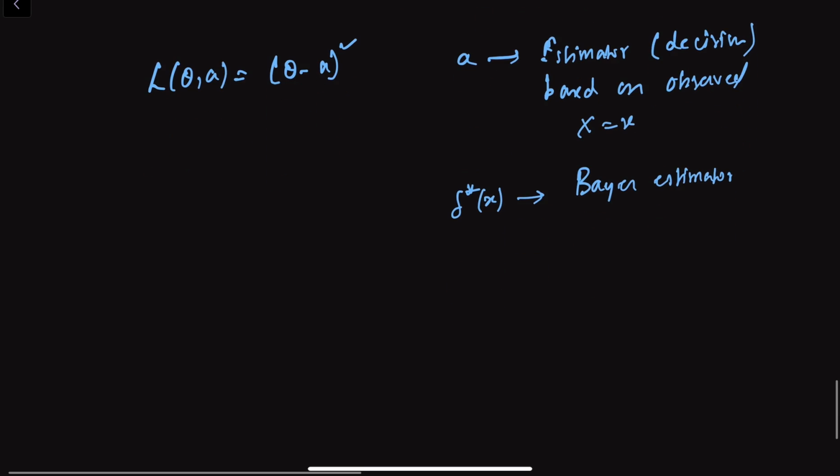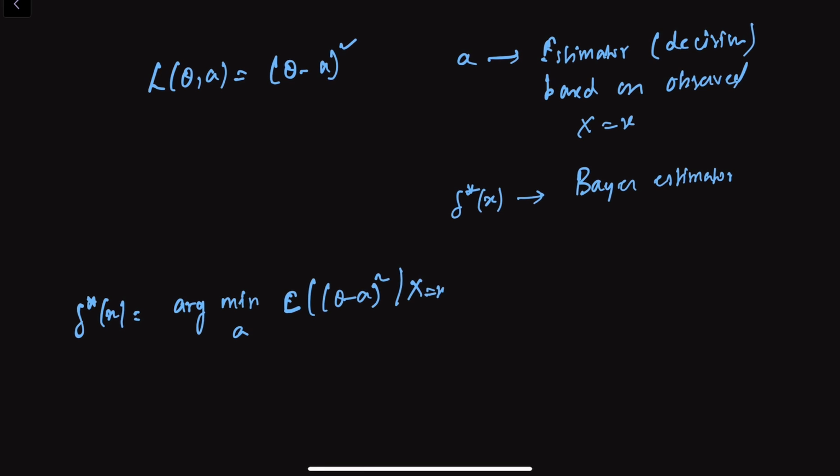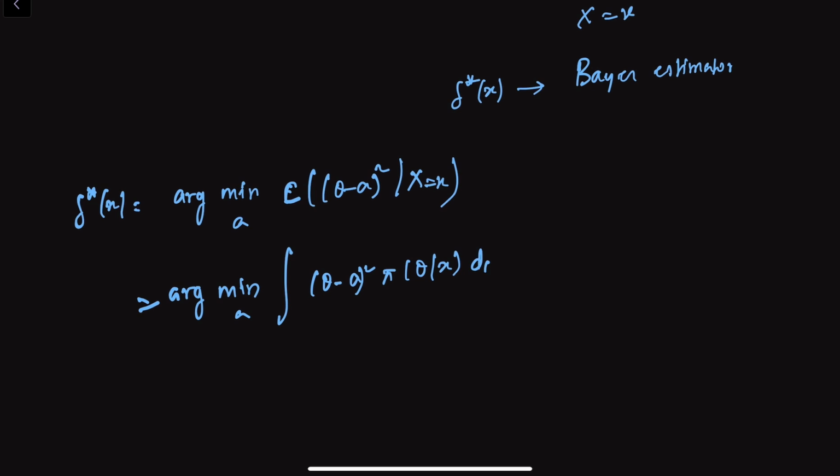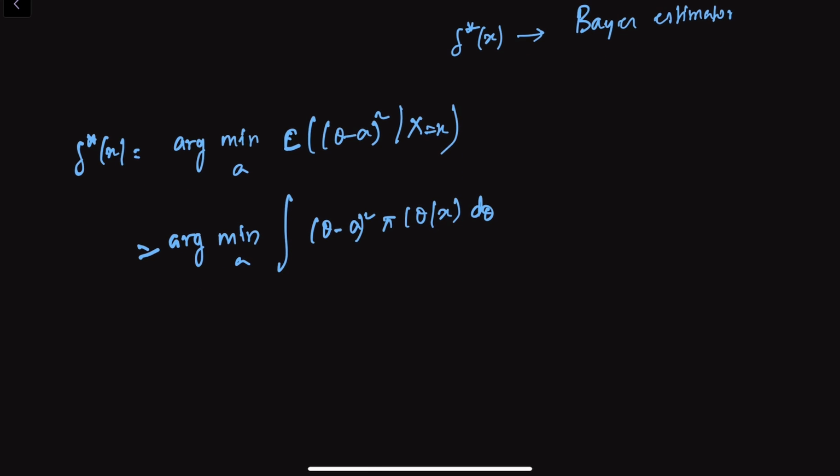Therefore delta star of x is nothing but the argmin over a of the expectation of theta minus a whole square given X equals x. That means it is the argument of the minimum value over a of the integral of theta minus a whole square times pi of theta given x d theta. We can term this the posterior risk.